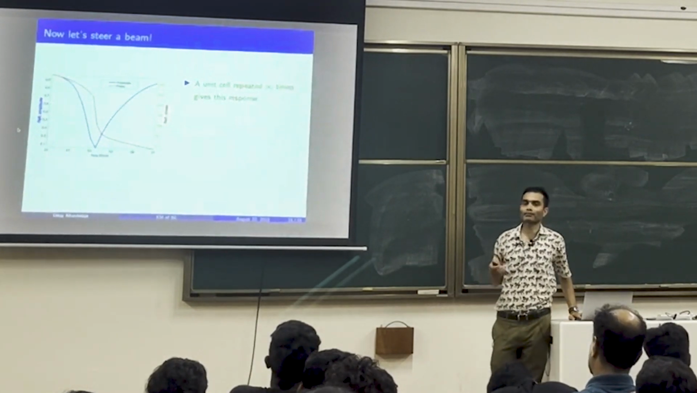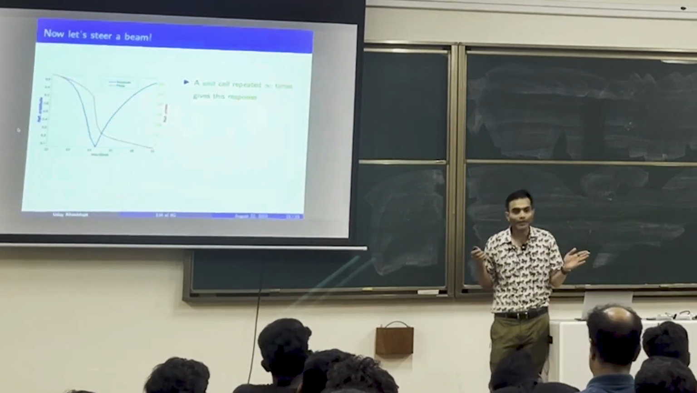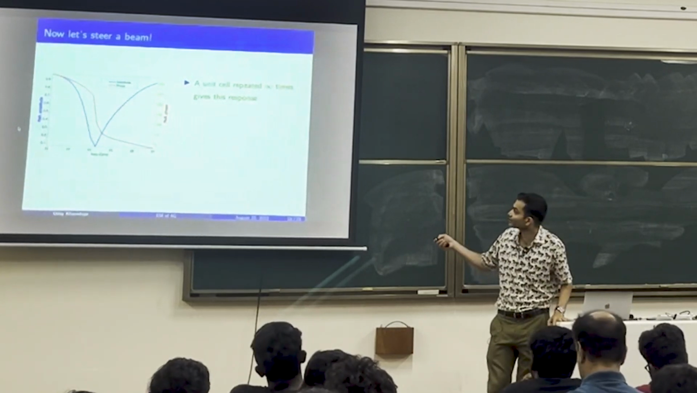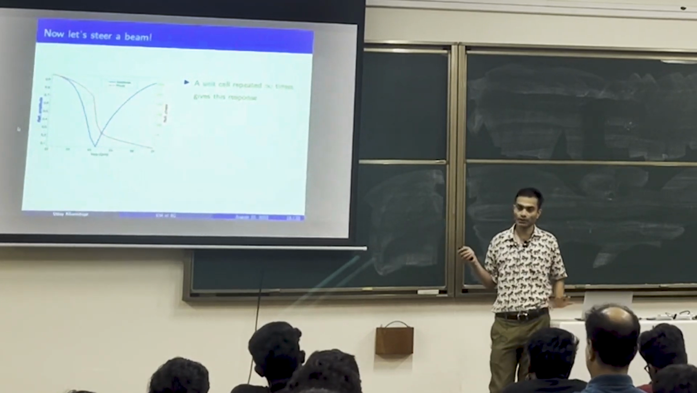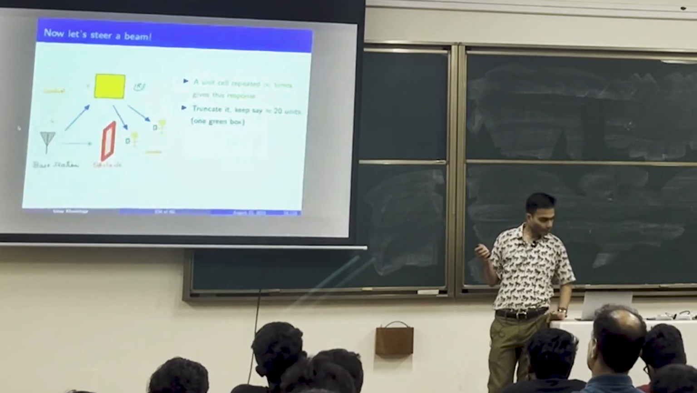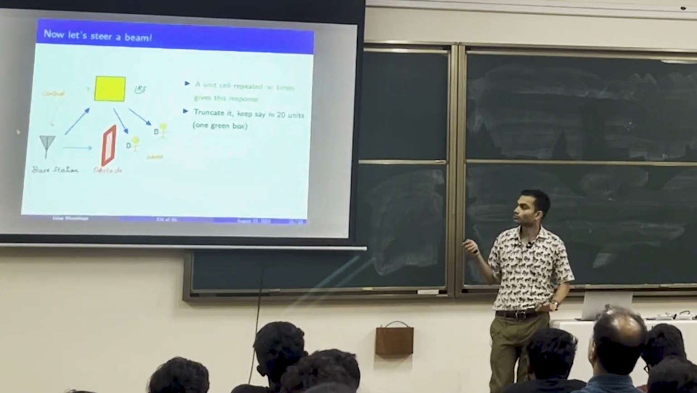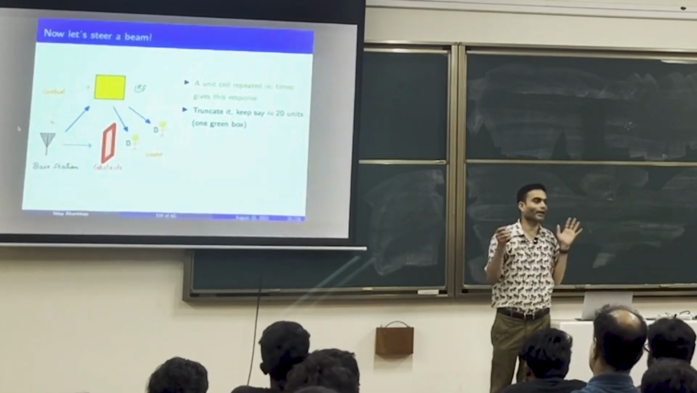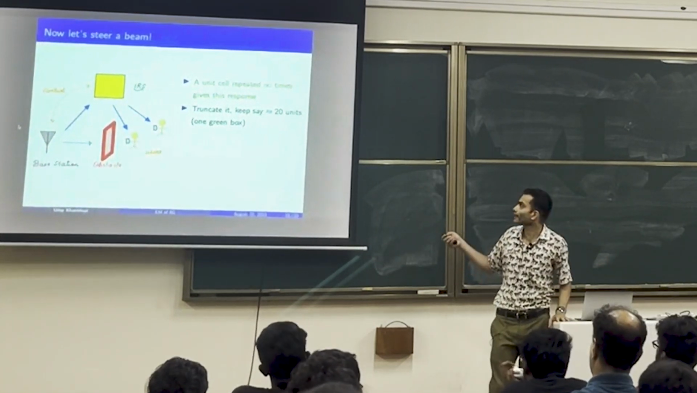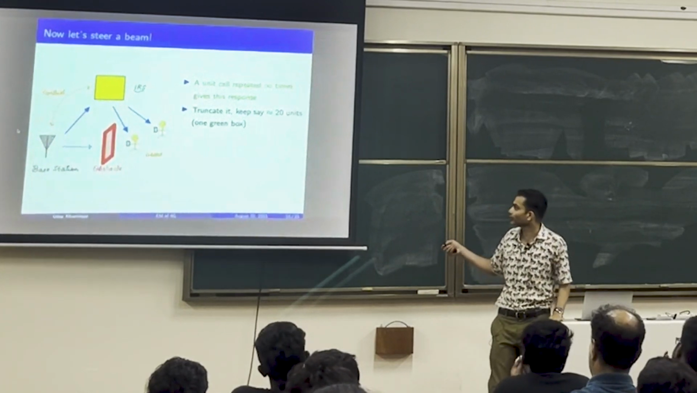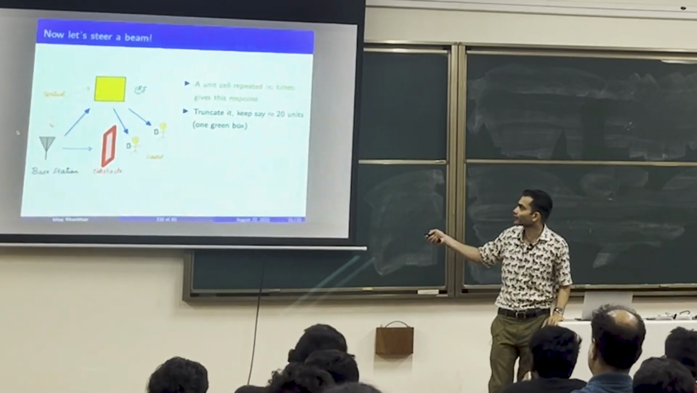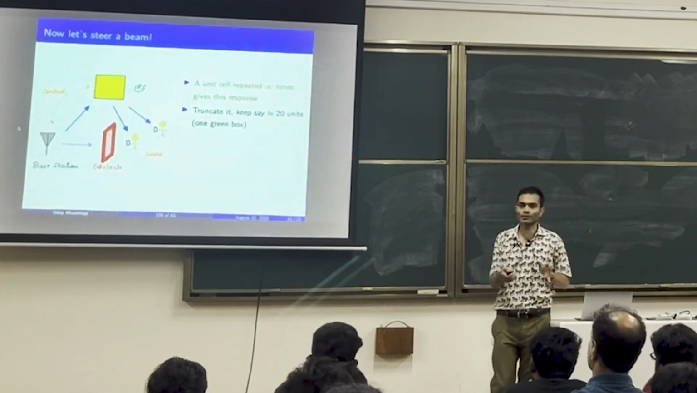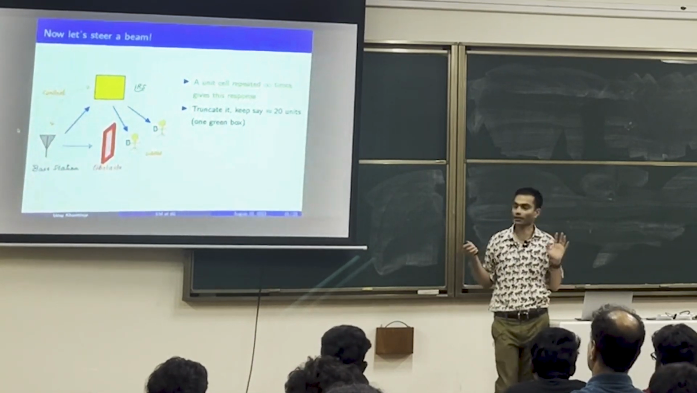Let's come to the interesting part. I've done all of this. Now, how do I actually steer the beam? We have not spoken about that. For a single unit cell, this was the response, right? Now, I obviously cannot have infinite unit cells. So I have to truncate it somewhere. So let us say I keep 20 units, okay? So one green box over here consists of, let's say, 20 by 20 unit cells. It's a good approximation to an infinite summation, okay?